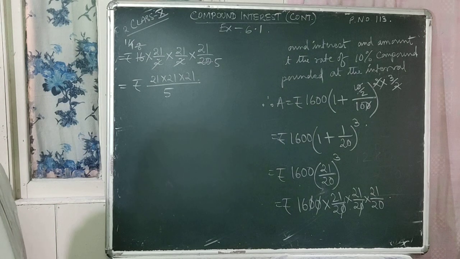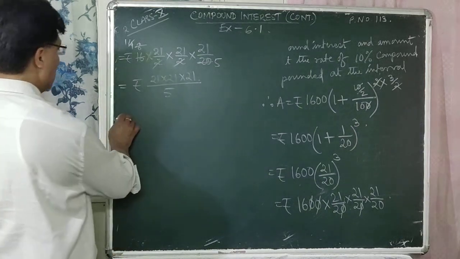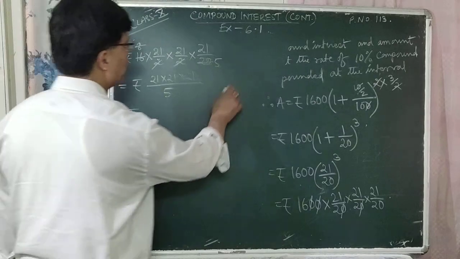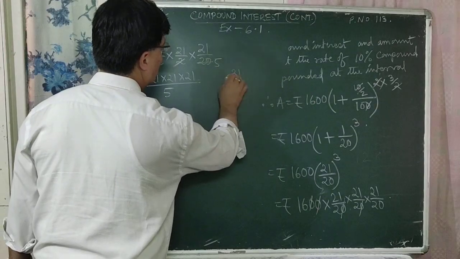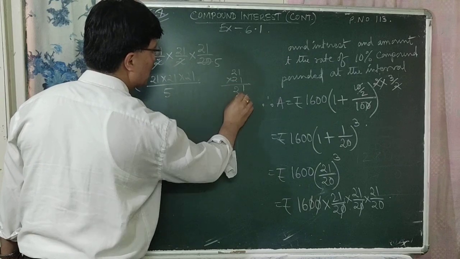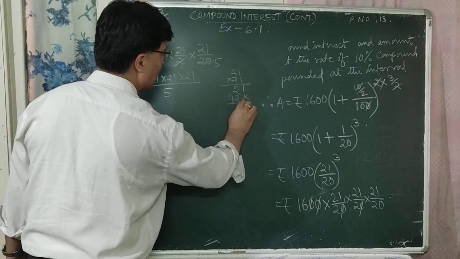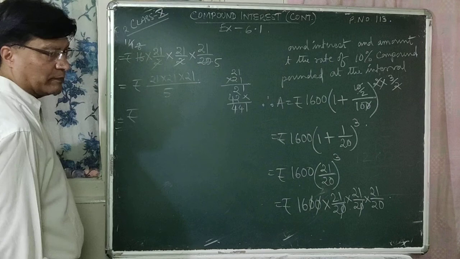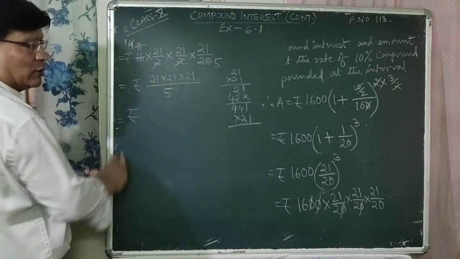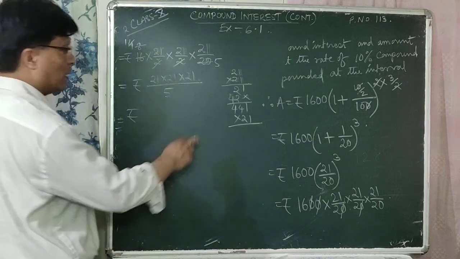So is that clear now? Now let's do the rough work. 21 into 21. 1 1s are 1, 1 2s are 2, 2 1s are 2, 2 2s are 4. That is 441. Again it is multiplied by 21. 21 is multiplied thrice here. So multiply by 21 here.